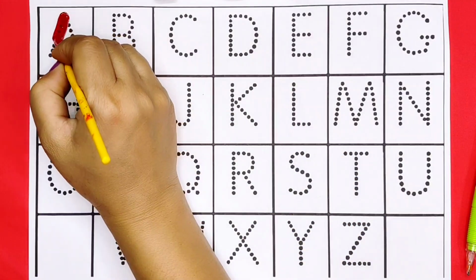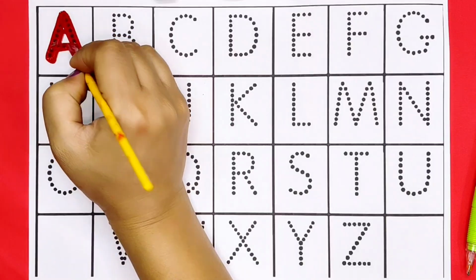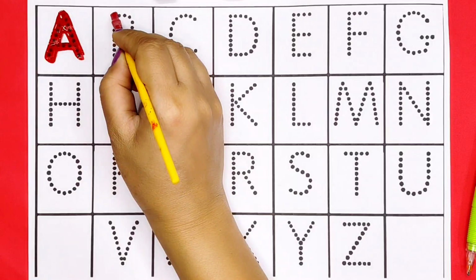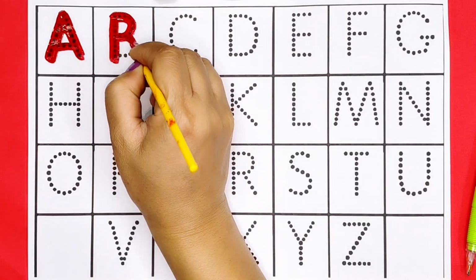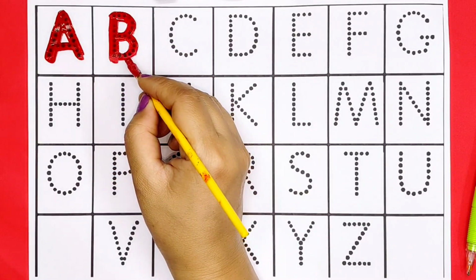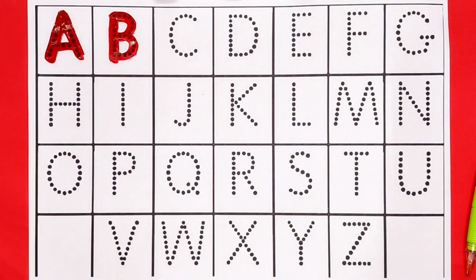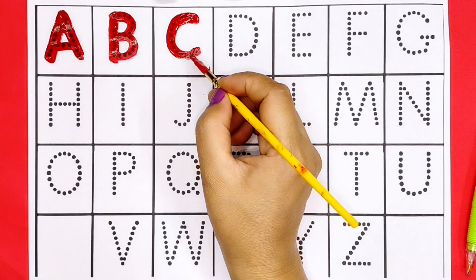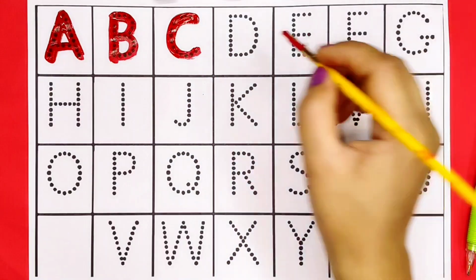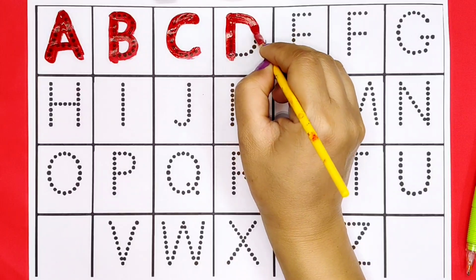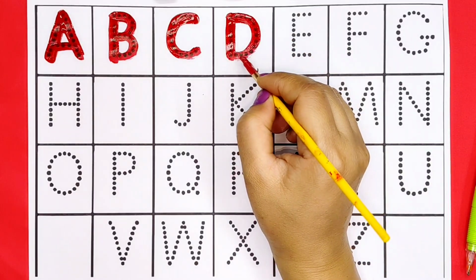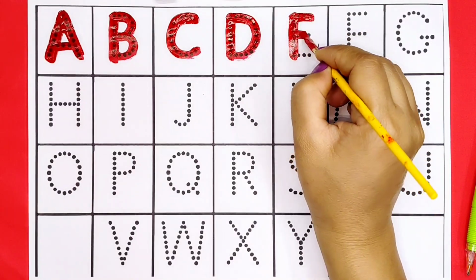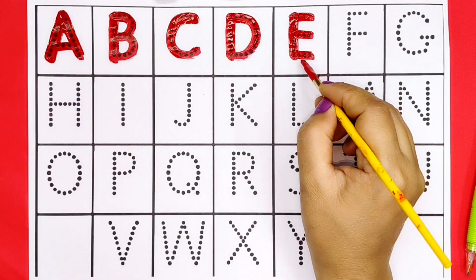Let's paint. Red color. A. A for alligator. B. B for butterfly. C. C for cow. D. D for dog. E. E for elephant.